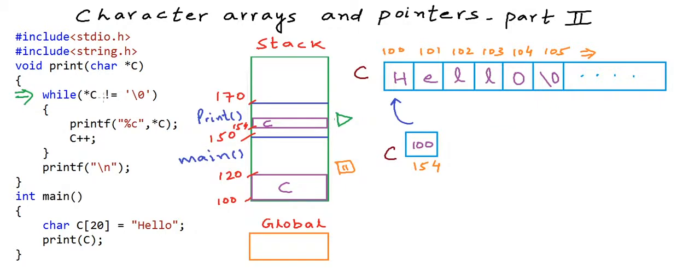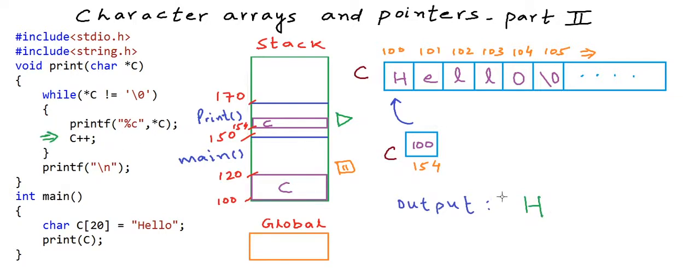Okay, so now here what we are saying is, while asterisk C is not equal to the null character, when we put this asterisk operator in front of a pointer variable, we are looking at the value at that particular address. So at this stage, when C is pointing to the base address, asterisk C is H, so this condition is true. We will go to this line printf, that will simply print asterisk C, which is H. Let's write down the output here. So we have printed H so far, and then we say C++.